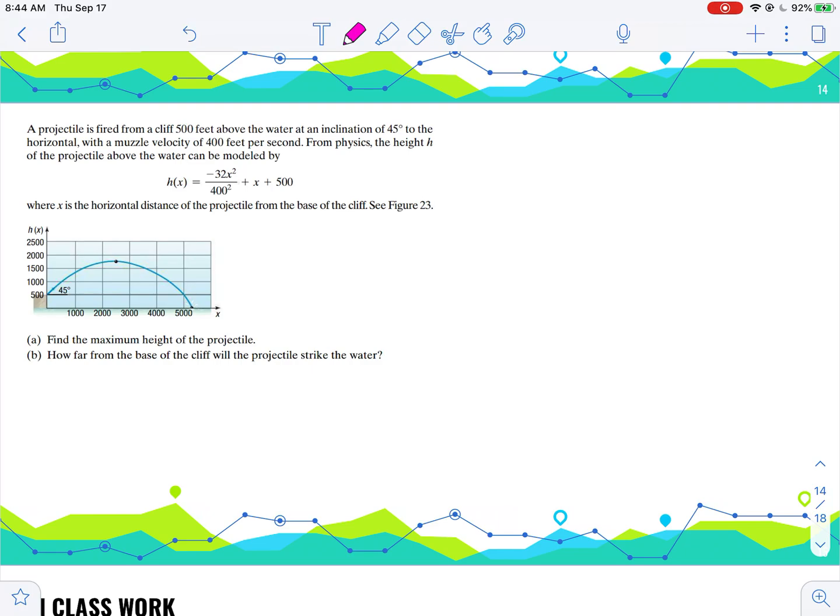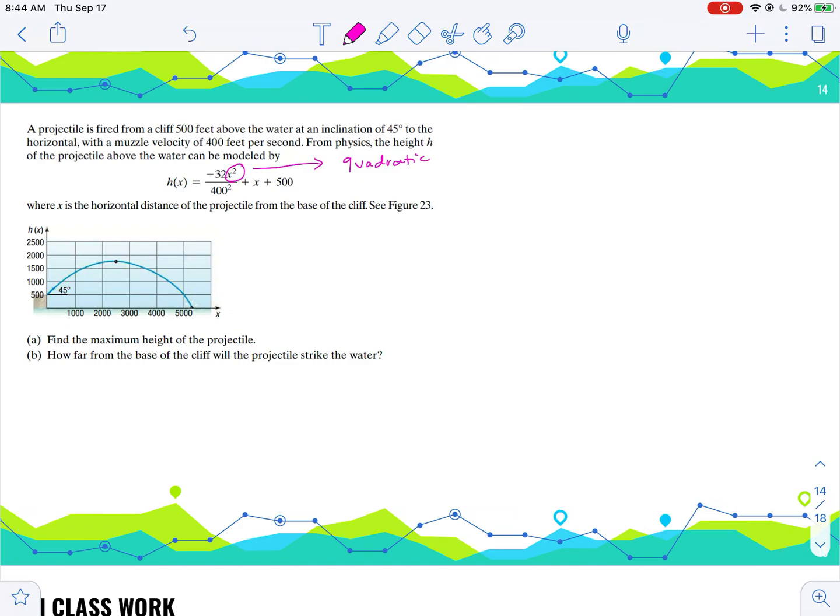A projectile fired from a cliff 50 feet above the water at an inclination of 45 degrees to the horizontal with a muzzle velocity of 40 feet per second. So from physics, the height of the projectile above the water can be modeled by the function h of x equals negative 32x squared over 400 squared plus x plus 500.